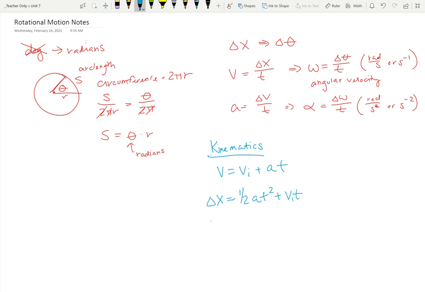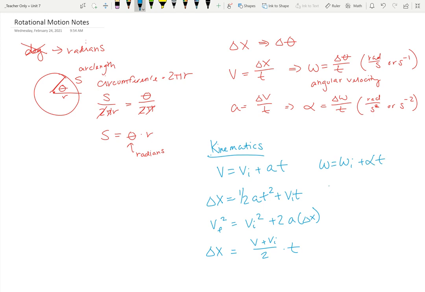We had v final squared is v initial squared plus 2a delta x. And we had change in position is the average velocity times time. So these can each be translated into rotational motion equations. So for instance, this first one, we're just going to replace those velocities with omega. Omega equals omega initial plus alpha t. Gotta make sure I translate everything right. So we have omega is omega initial plus alpha t.